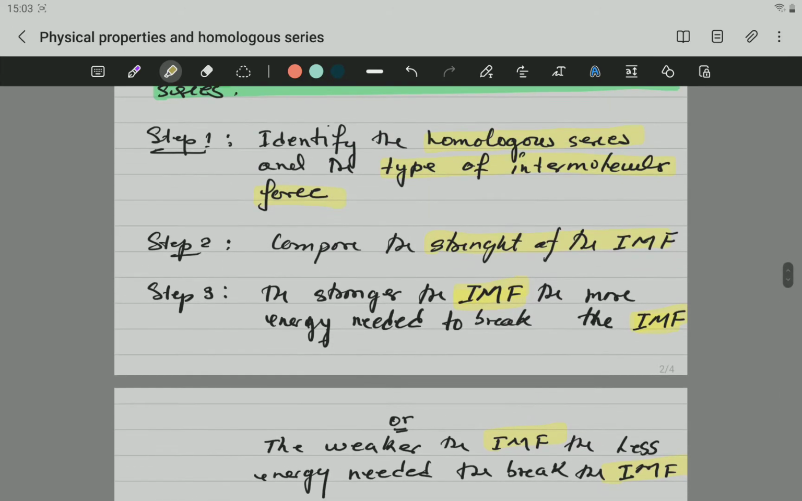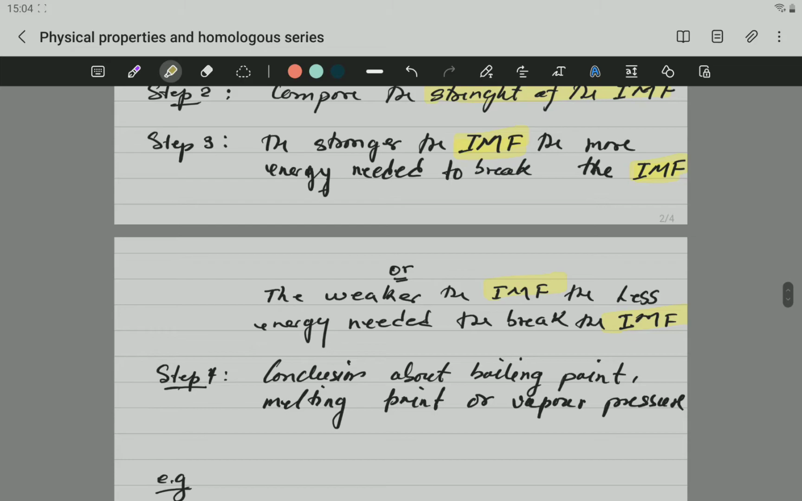So moving back, step 1, identify the homology series and the type of intermolecular force. Step 2, compare the strength of the intermolecular force. Step 3, speak about the amount of energy needed to break that intermolecular force. And step 4, go to the conclusion related to what the question is asking you about.